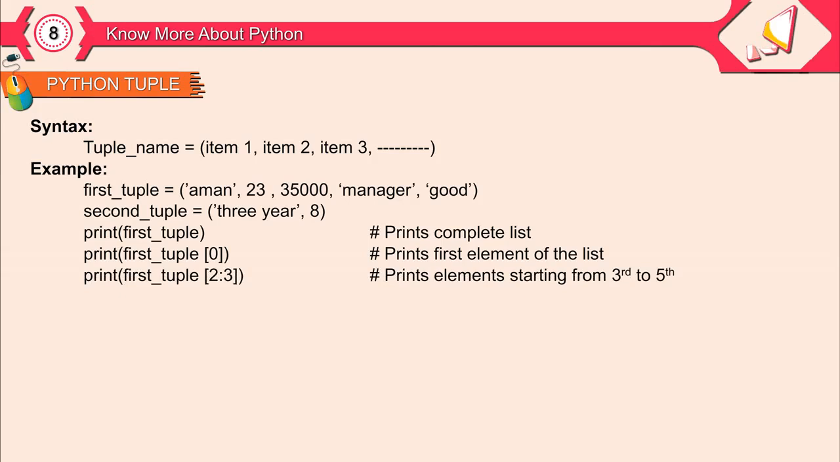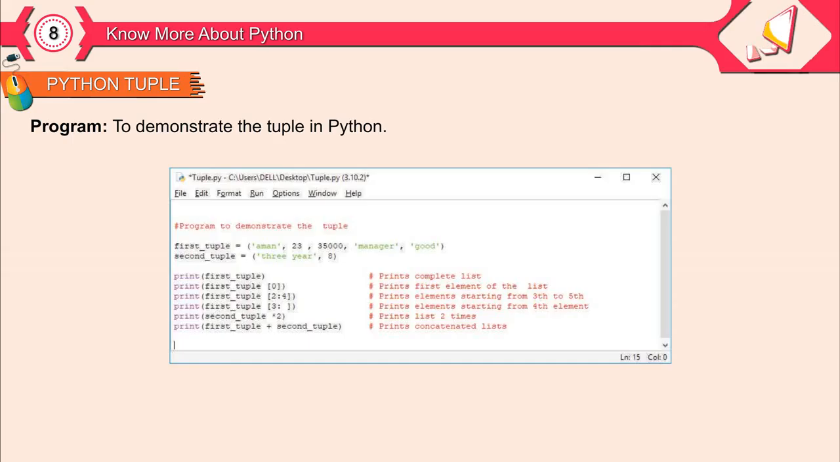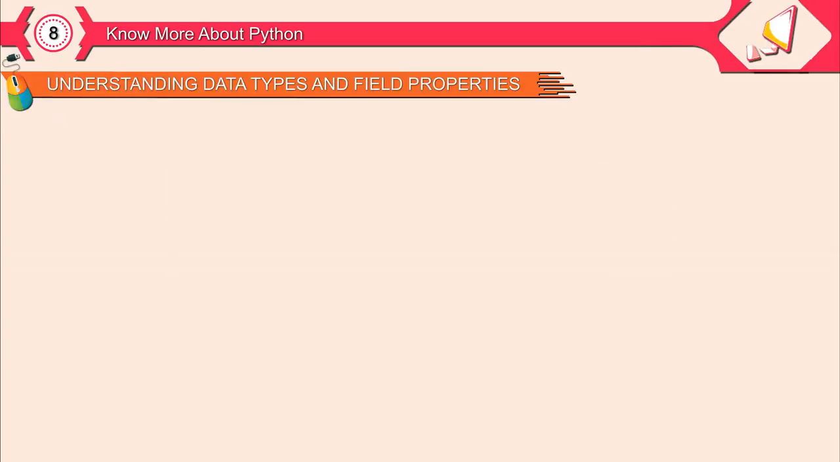print(first_tuple[2:3]) # prints elements starting from third to fifth. print(first_tuple[3:]) # prints elements starting from fourth element. print(second_tuple * 2) # prints list 2 times. print(first_tuple + second_tuple) # prints concatenated lists. Program to demonstrate the tuple in Python. Output of the program. Python string.